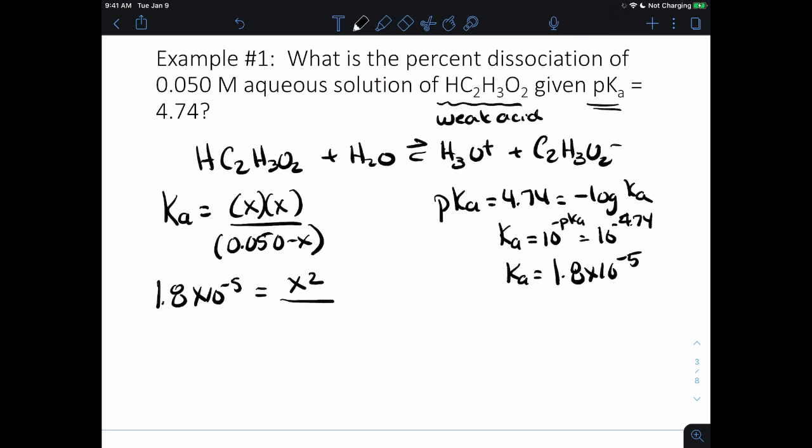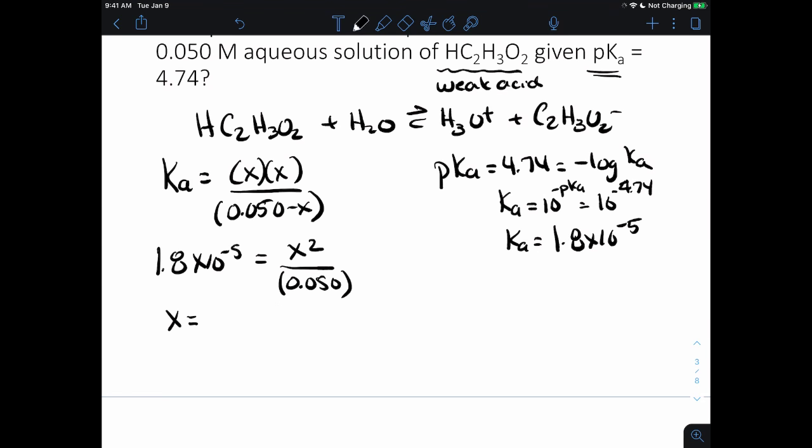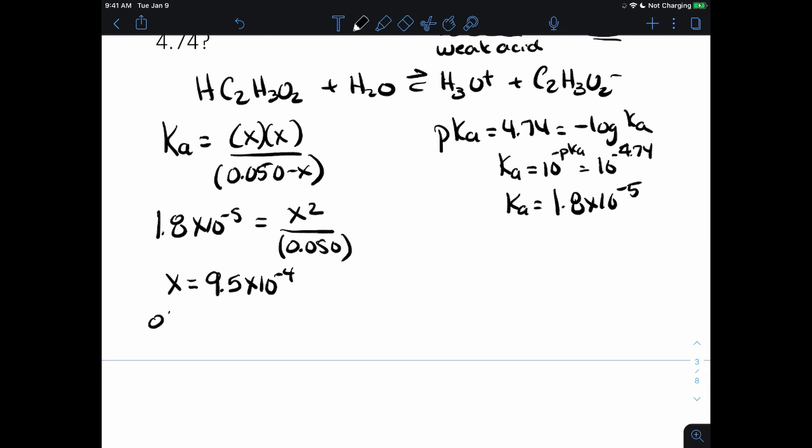I don't want to do a quadratic. We'll make the assumption that X is so small that when you subtract it from 0.050, it will not change the value of 0.050. So then I'm only doing a square root. I solve for X, and I get a value of 9.5 times 10 to the negative 4, which we should go check to make sure that assumption works. In this case, I'm going to skip the check. It does work in this case, because we're asked to find the percent dissociation.